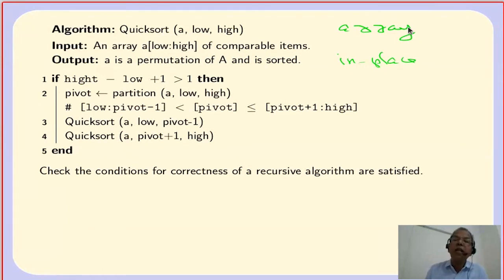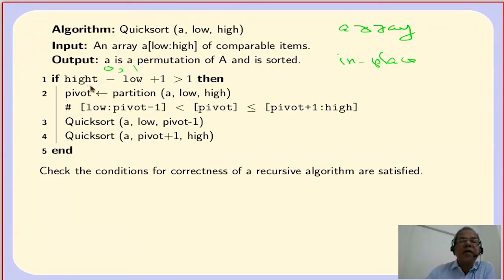Contrast this with the first quicksort algorithm that I suggested. It worked with lists. Input is a list, output is a new list. It is not the same list which is in place mutated. All right. So this is testing for the number of items is equal to 0 or 1. If the subarray low to high has no item or one item, there is nothing to do. It is already sorted. That is a base case. If it is larger than 1, then partition the subarray of A from low to high.